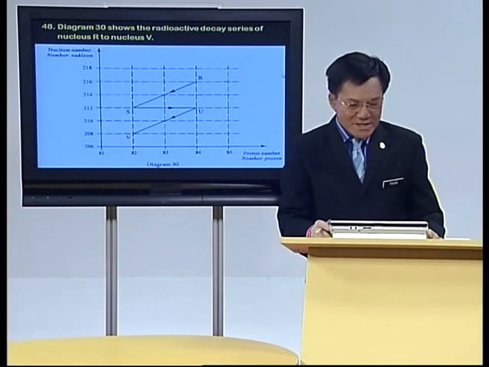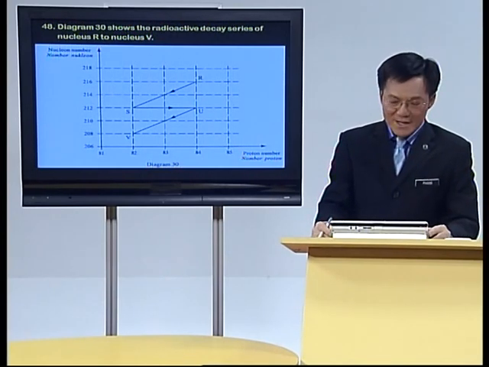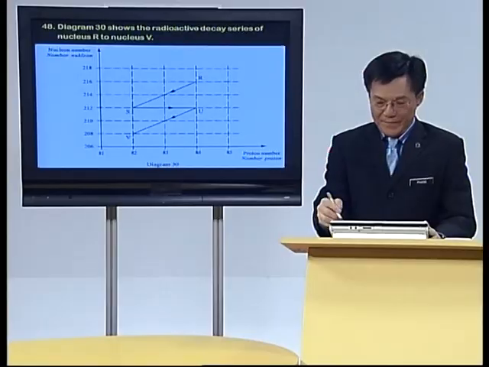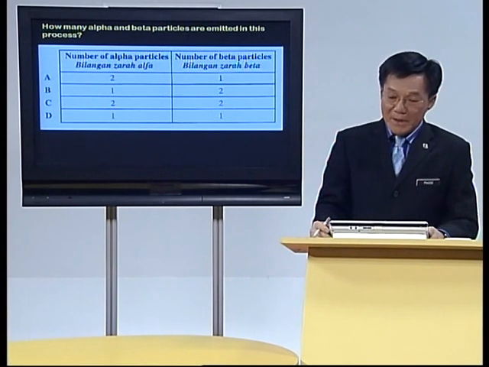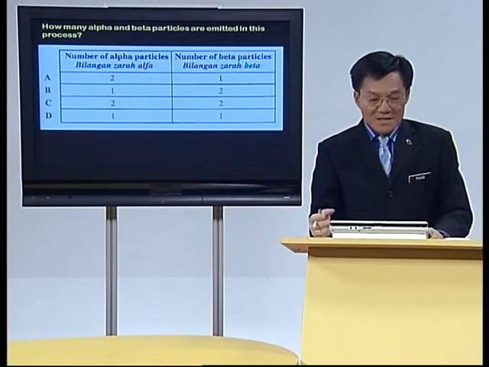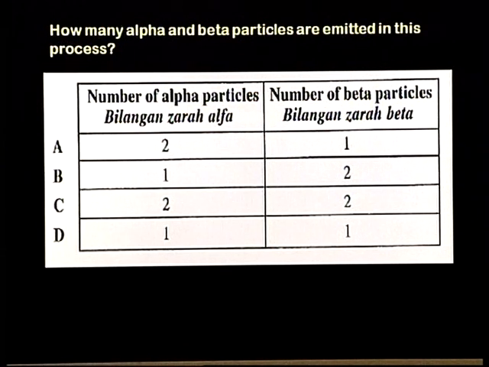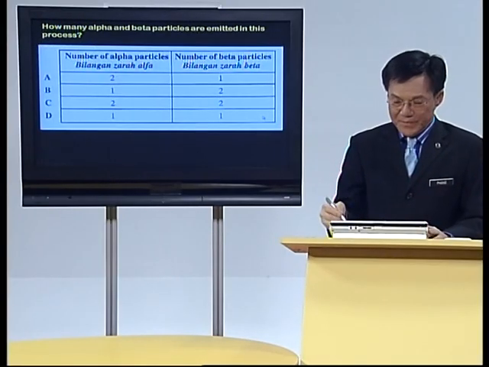Alright, straight to the question. We have question number 48, which reads, Diagram 30 shows the radioactive decay series of nucleus R to nucleus V. And the question is, how many alpha and beta particles are emitted in this process? It is an objective question, so the answers A, B, C, D are given to us. So we have to learn how to solve this problem.